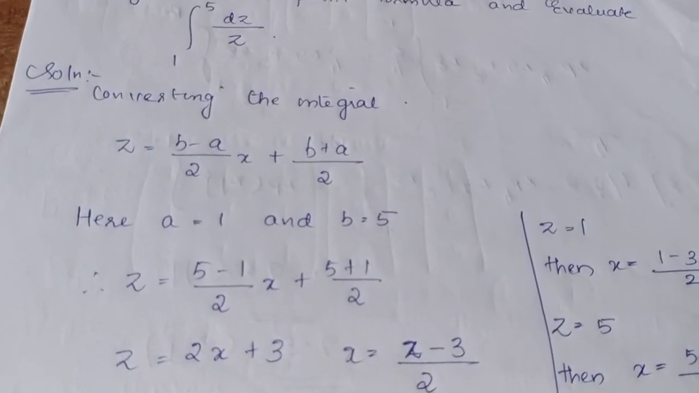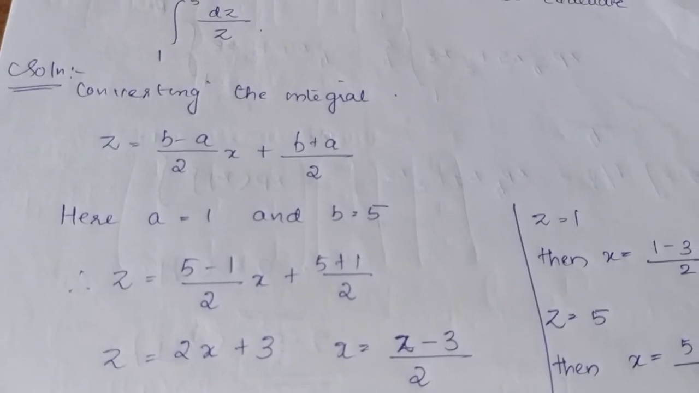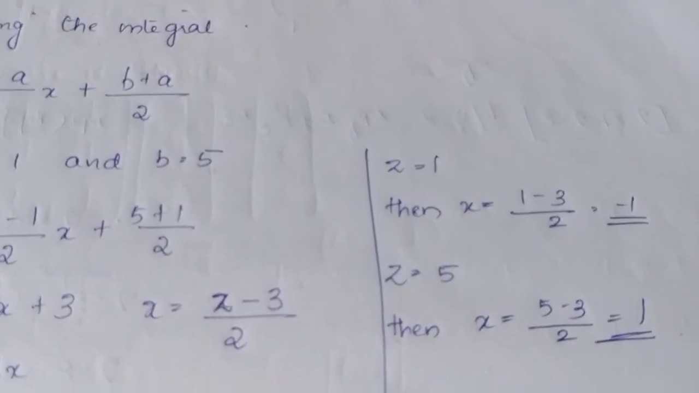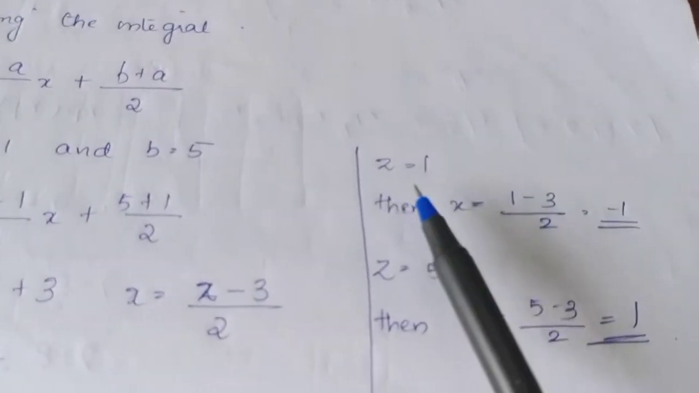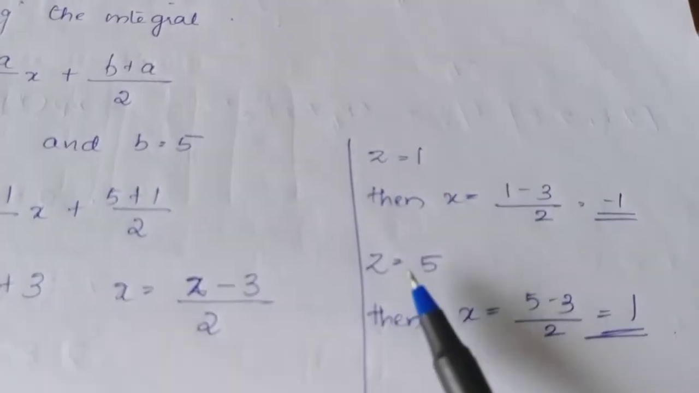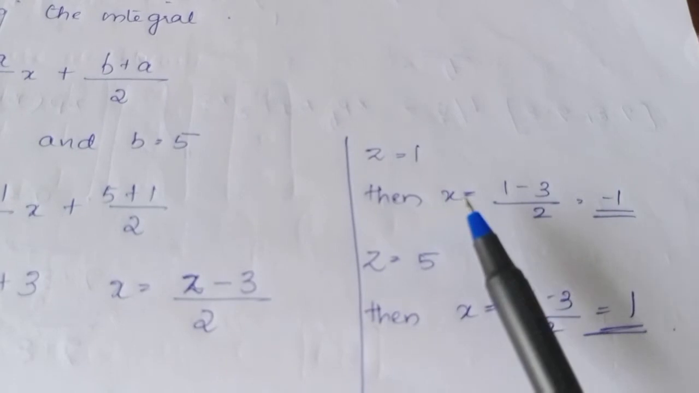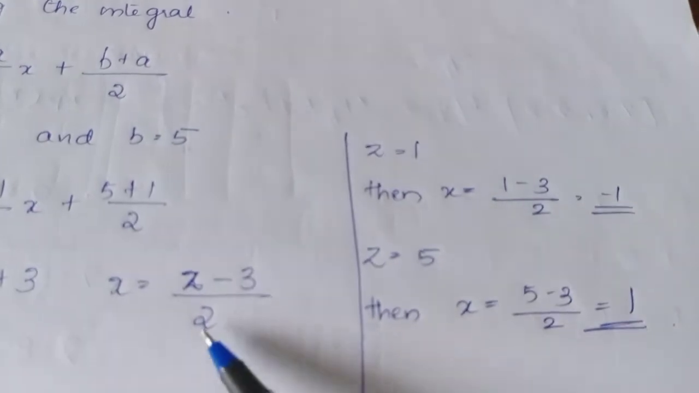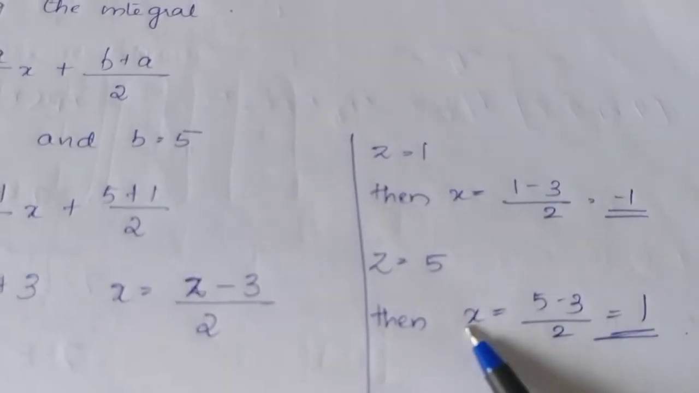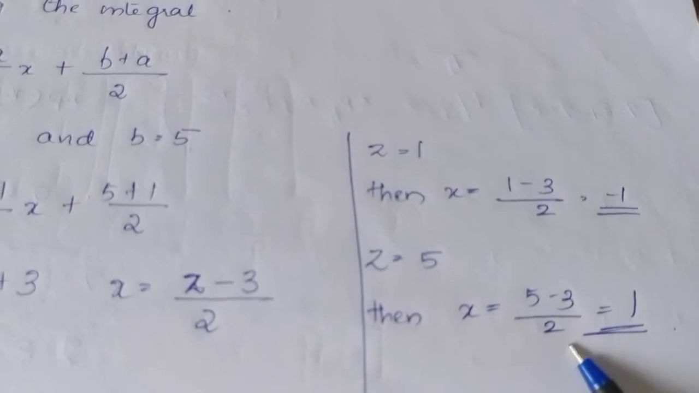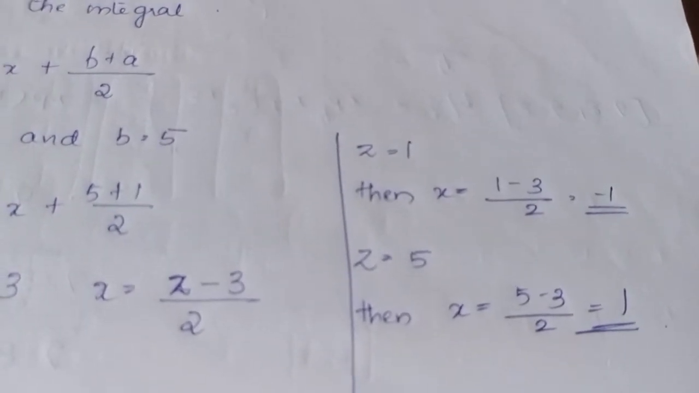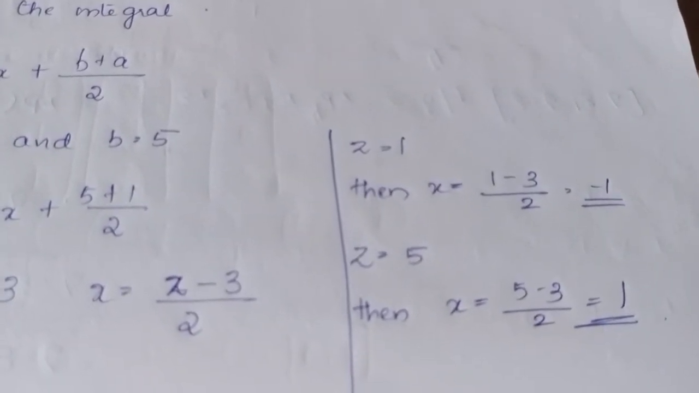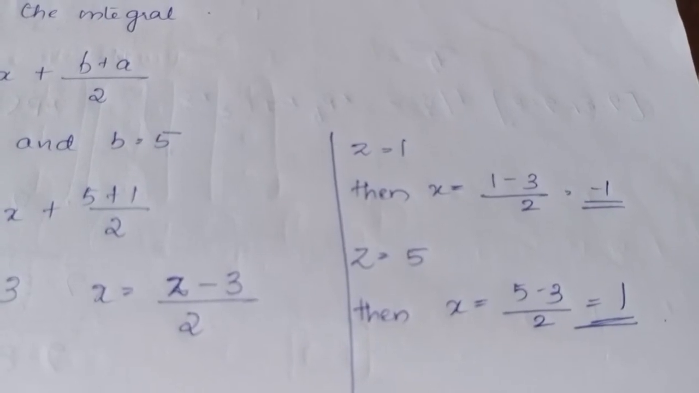Now we have the equations for dz and z. For checking whether this is a positive even function or not, just apply z equal to 1 and z equal to 5. For z equal to 1, x equals (1 minus 3) by 2, and for z equal to 5, x equals (5 minus 3) by 2, that is minus 1 and 1. We got the interval minus 1 and 1, so we can apply the interval minus 1 to 1 here. There is no problem.